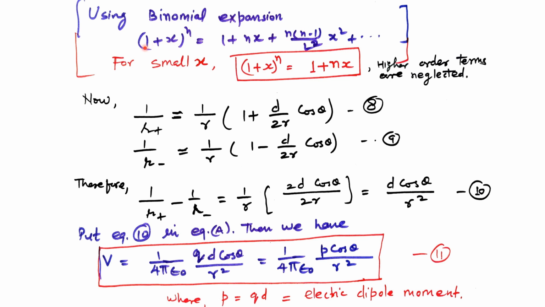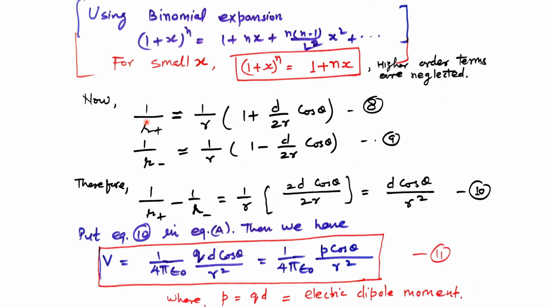The binomial expansion says that 1 plus x to the power n can be expanded as 1 plus nx plus n into n minus 1 by factorial 2 x square plus n into n minus 1 into n minus 2 by factorial 3 x cube. So this is the binomial expansion. But for very small values of x, we can write 1 plus x to the power n equal to 1 plus nx, and higher order terms such as x square, x cube, x4 can be neglected because x is small.